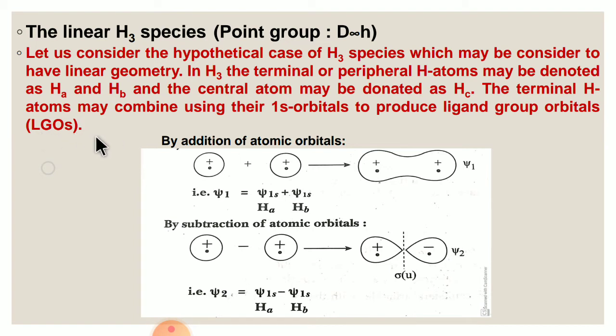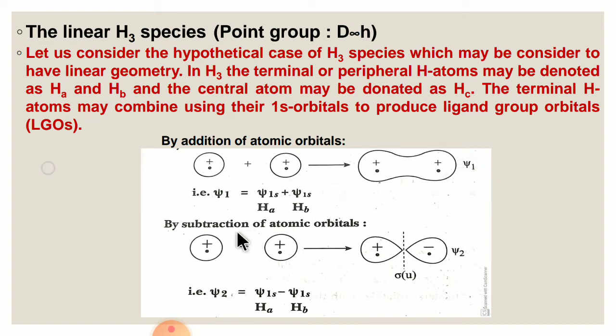These LGOs are formed by the addition of atomic orbitals and by subtraction of atomic orbitals. That means the ligand group orbital, that is Psi1, is formed by the combination of the Psi1s atomic orbital of HA and the Psi1s atomic orbital of HB, which is represented by a diagrammatic representation. This is the Psi1s of HA, this is the Psi1s of HB. By the addition, the ligand group orbital is formed, that is Psi1.